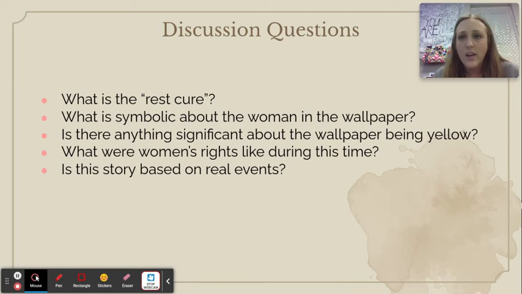All right, the 5 discussion questions that we're going to be using to fuel our discussion today are: What is the rescuer? What is symbolic about the woman in the wallpaper? Who does she represent? Why is she important? Is there anything significant about the wallpaper being the color yellow? And we're going to talk about the emotions that the color yellow can bring out in people.